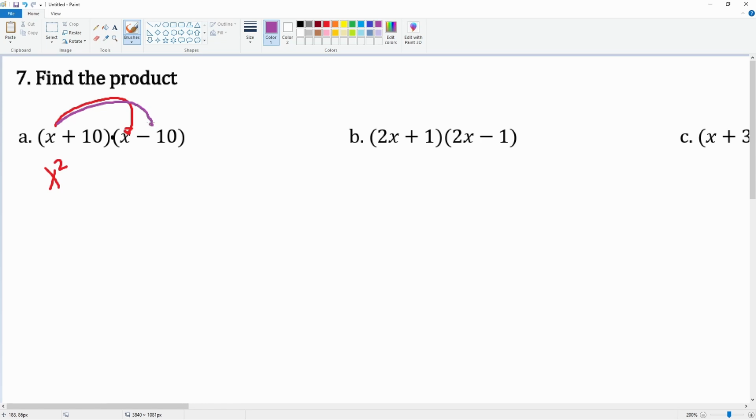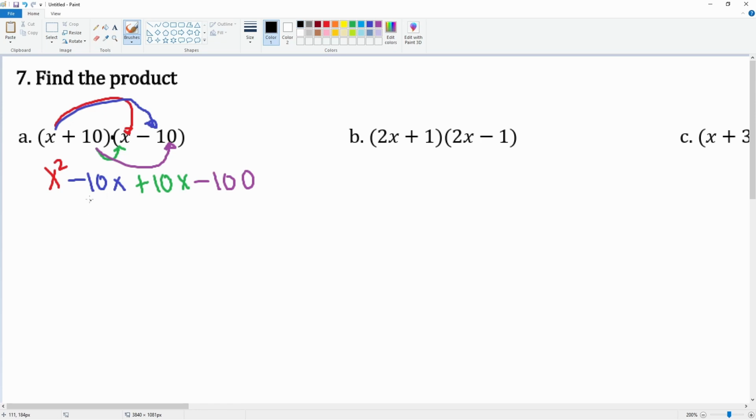X times negative 10 becomes negative 10x. Then we move on to the second terms. 10 times x becomes 10x. Then the last one, 10 times negative 10 becomes negative 100.